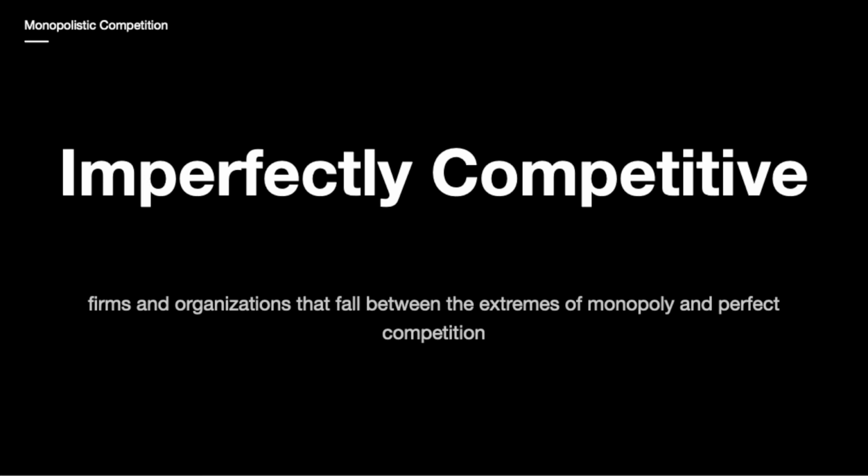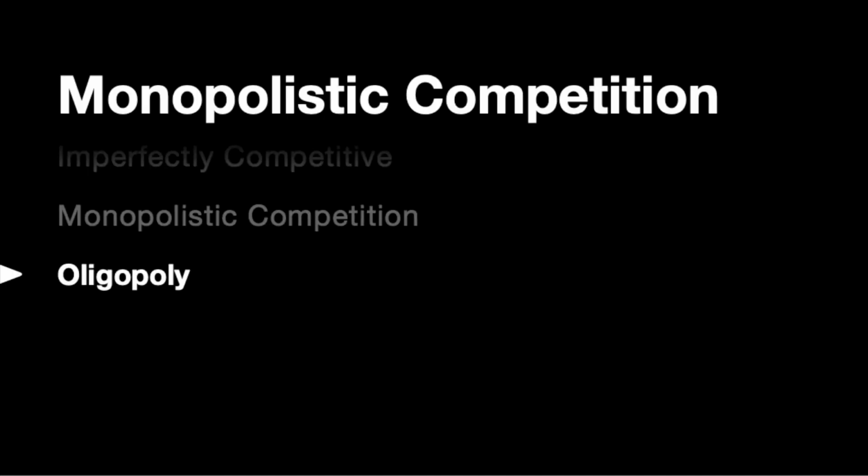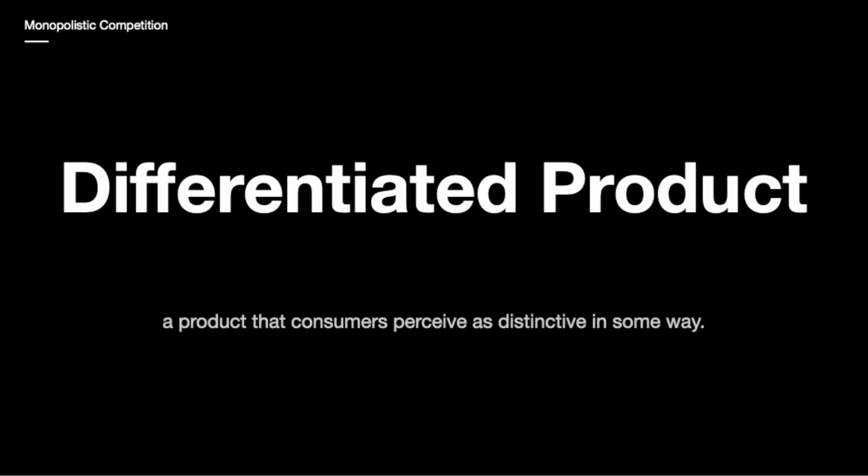Imperfectly competitive firms and organizations fall between the extremes of monopoly and perfect competition. Monopolistic competition: many firms competing to sell similar but differentiated products. Oligopoly: when a few large firms have all or most of the sales in an industry. A differentiated product is a product that consumers perceive as distinctive in some way.